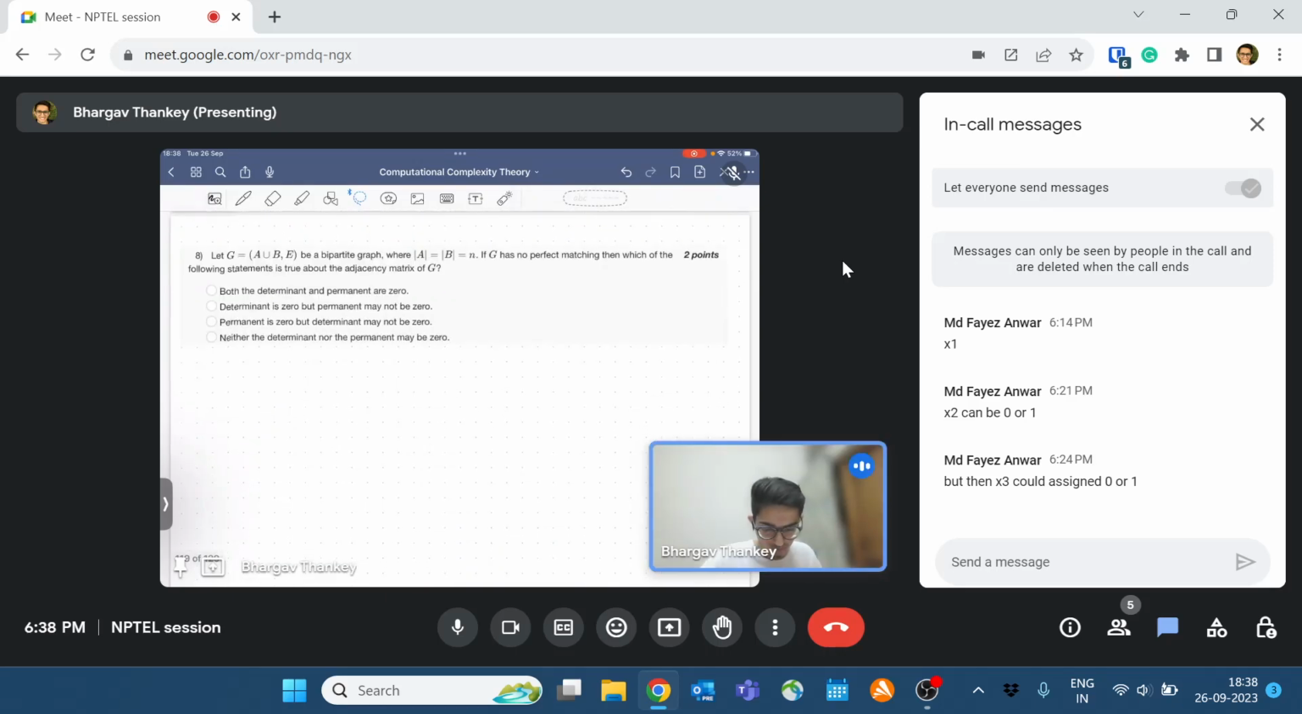Okay. So let's look at the next problem. Let G equals (A union B, E) be a bipartite graph where the size of A and the size of B is n. If G has no perfect matching, then which of the following statements is true about the adjacency matrix of G? Both the determinant and permanent are zero. Determinant is zero, but the permanent may not be zero. Permanent is zero, but the determinant may not be zero. Neither the determinant nor the permanent may be zero. So which of these is true?